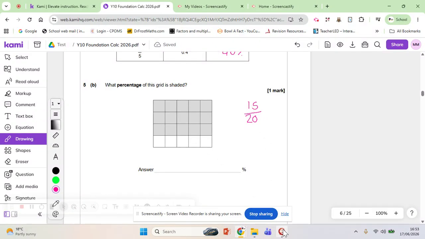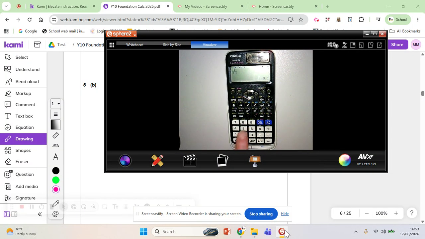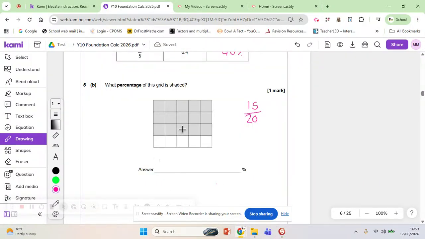Again, we can go straight to our calculator and say 15 divided by 20, press equals, and we end up with 3/4. If I convert that, 0.75. So remember again from before, 0.75, that's the tens of percentages, that's the ones of percentages, so therefore it's 75%. Again, some of you might be quite happy that 15 over 20 is equivalent to 3/4, which your calculator will tell you. So we can get to 75%.